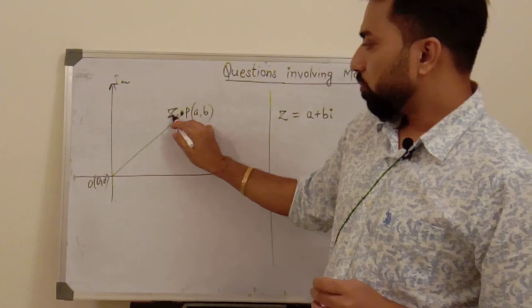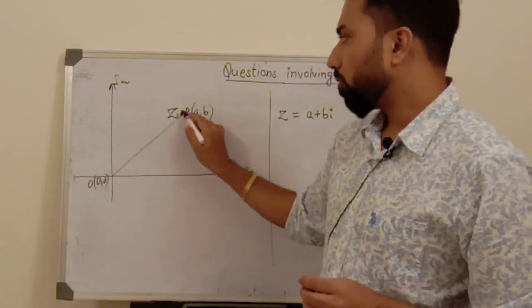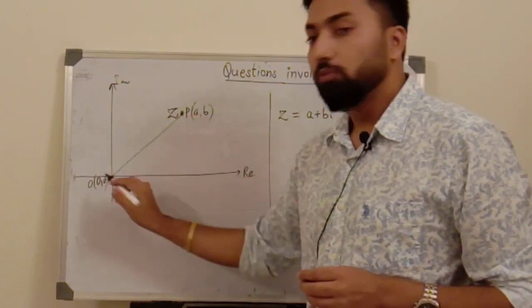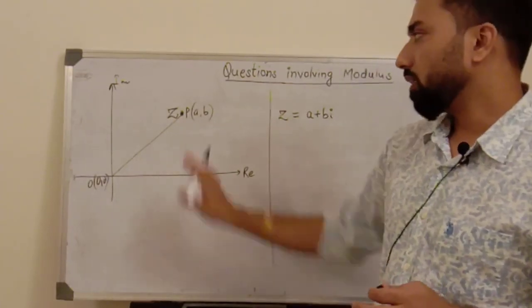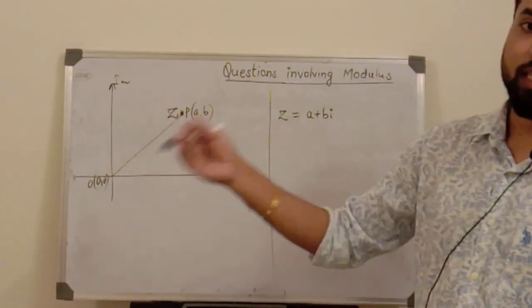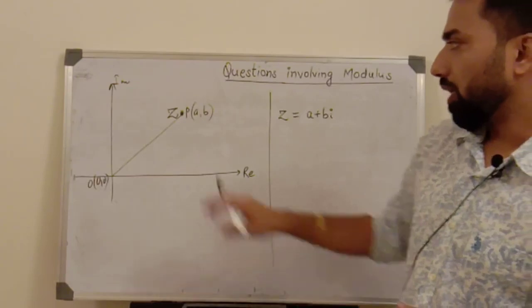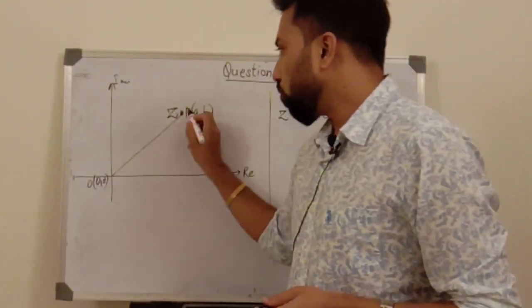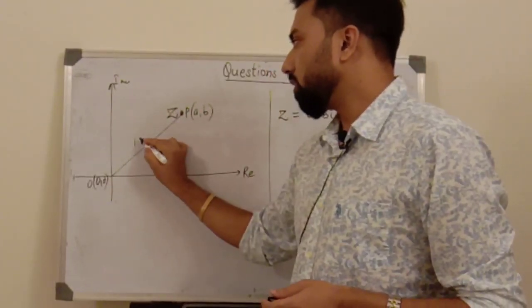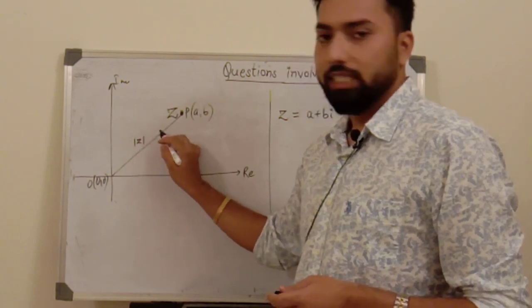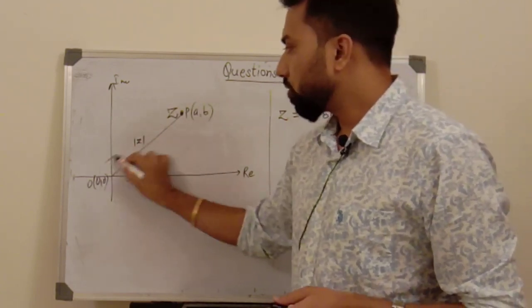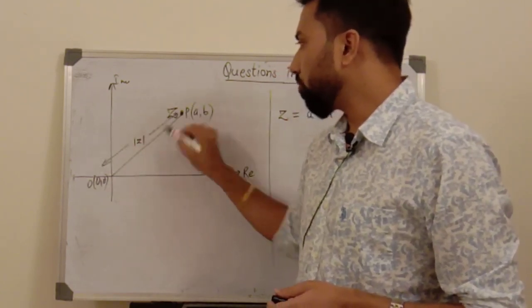Now the distance of the origin from this point represents the modulus of the complex number z, or we say the magnitude of the complex number z. This length OP would be mod z. The modulus of z is represented as mod z, so this distance from here to here would be mod z.